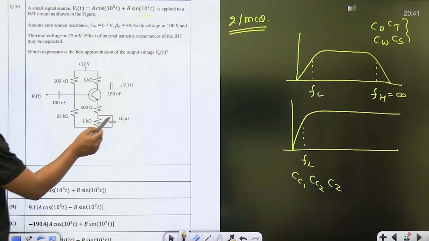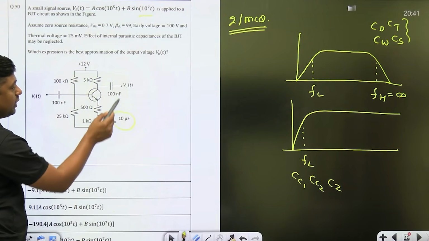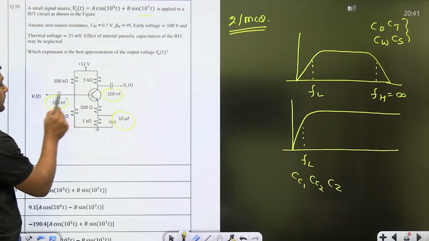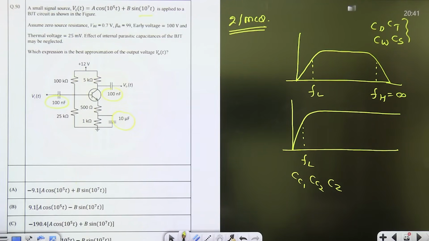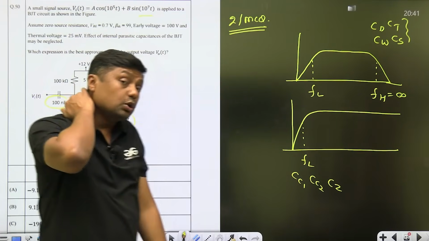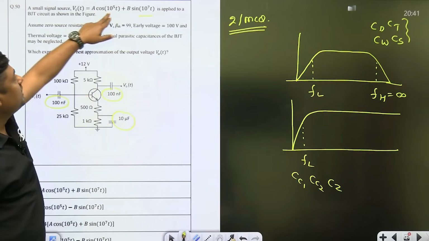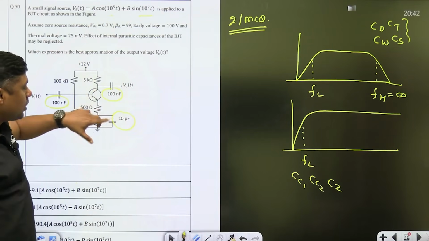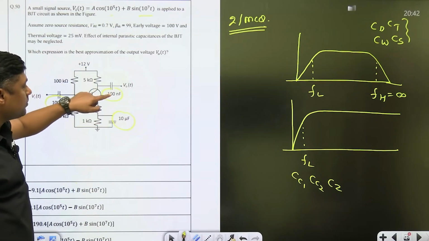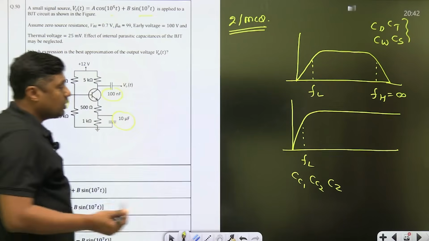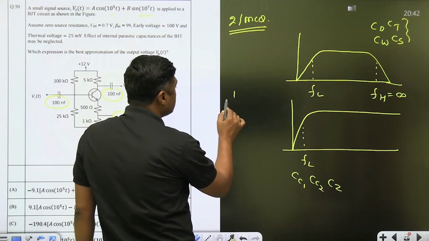The bypass capacitor does not have an infinite value, guys. It has a fixed value, 100 nanofarad, 100 nanofarad, 10 microfarad. But what is the cutoff frequency? The cutoff frequency is very, very low compared to 10 to the power 5. We can calculate the cutoff frequency using this formula: 1 by 2 pi RC or 1 by RC.